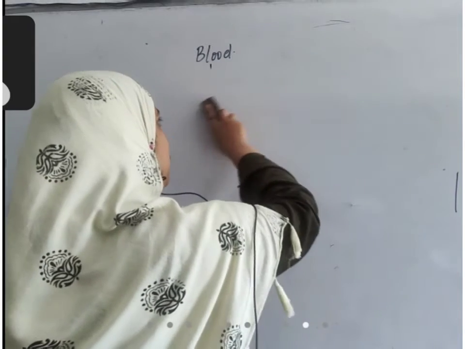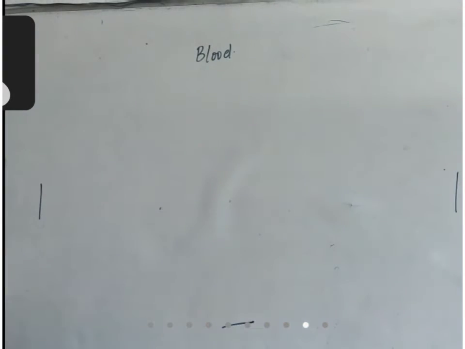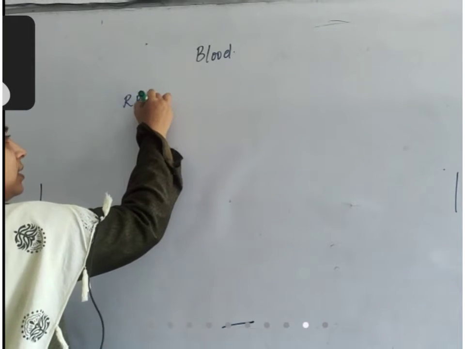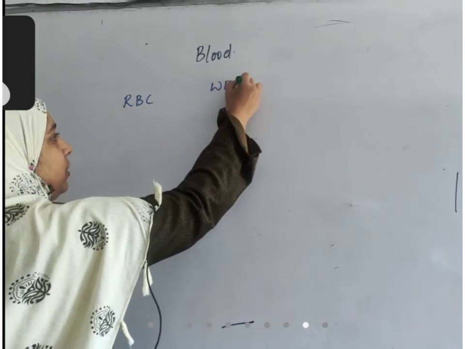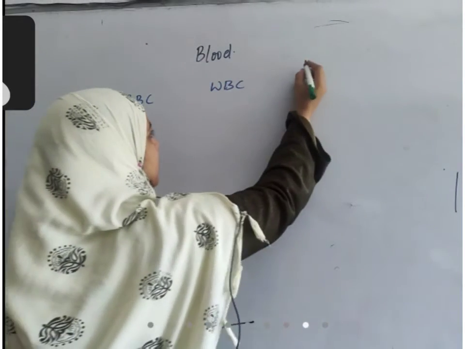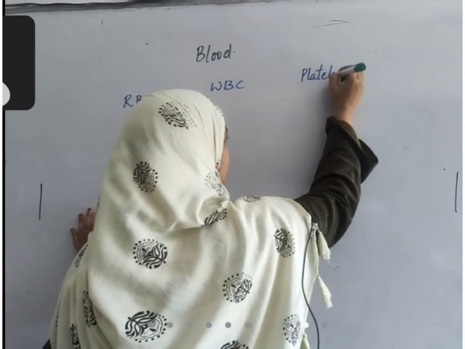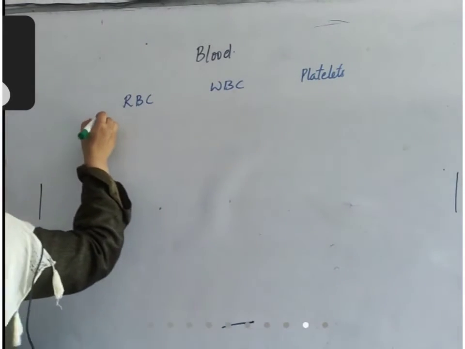Today we are going to discuss the three types of blood cells: RBC or erythrocytes, WBC or leukocytes, platelets or thrombocytes. So I will write down the other names.